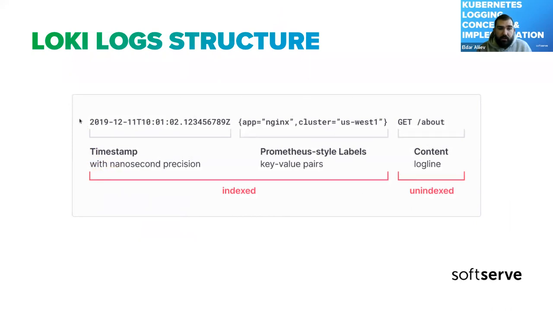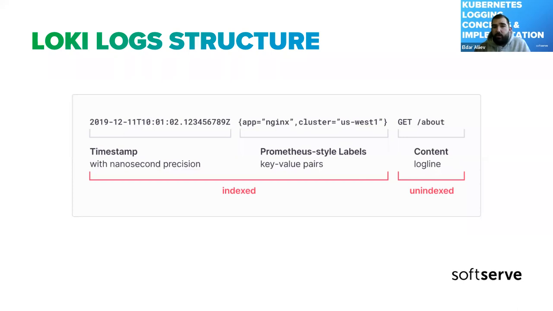Let me demonstrate how it looks. Here is how the logs are stored inside of Loki. We have a timestamp, we have a set of labels, and we have the content of the logs. The timestamp and the labels will be indexed. The content is unindexed. We can put any kind of labels, and the labels are presented as key-value pairs.